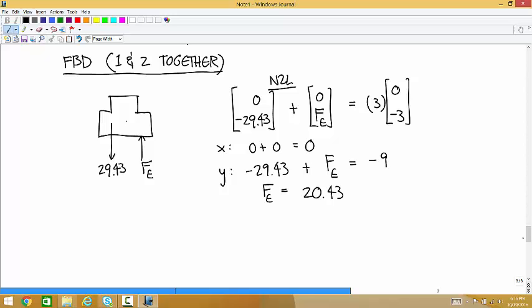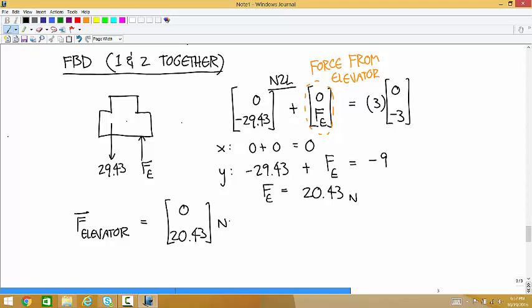Newtons, yep. That's a force. And so now we just have to plug that back in. This is the force applied by the elevator. Let me just write this answer down. So the force vector from the elevator, plug that 20.43 in for the Fe, and you get 0, 20.43 newtons.